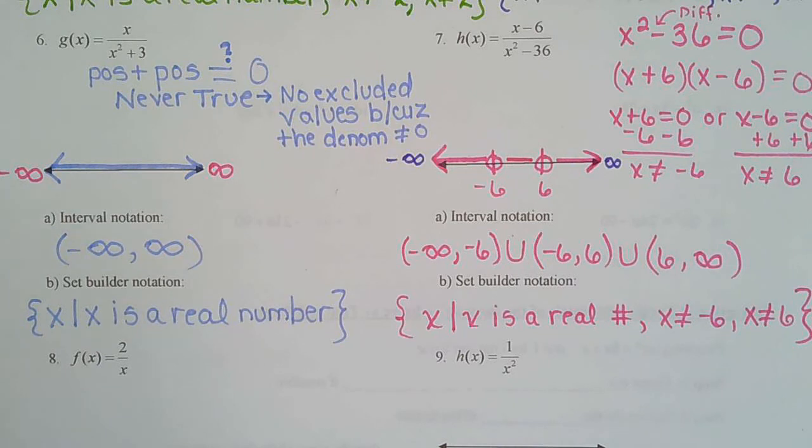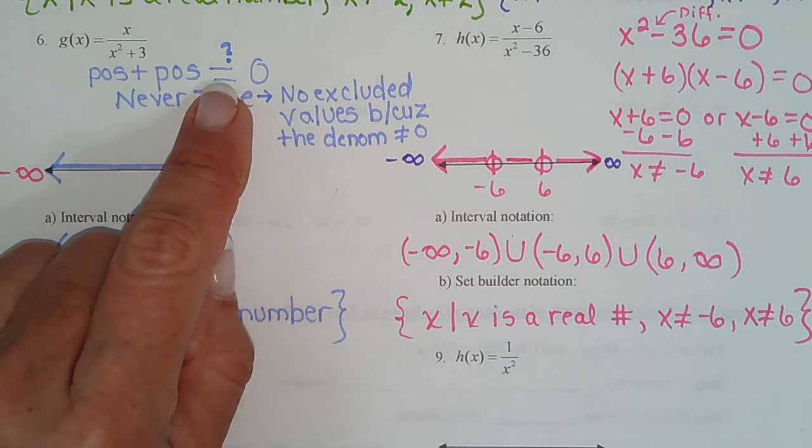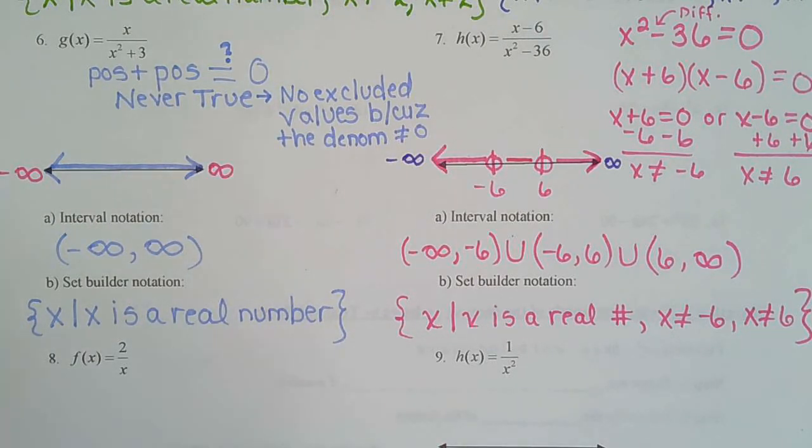There are some times when the denominator can never equal 0, and a positive plus a positive is never equal to 0. Not possible when you add two positives.